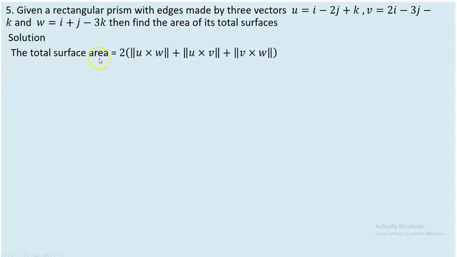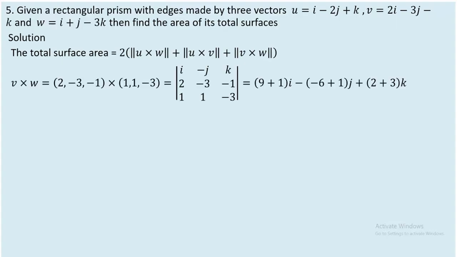So the total surface area is going to be 2 times the norm of u cross w plus the norm of u cross v plus the norm of v cross w. So we are now forced to determine these three. Let me show you how this can be done. First, we have to calculate v cross w.